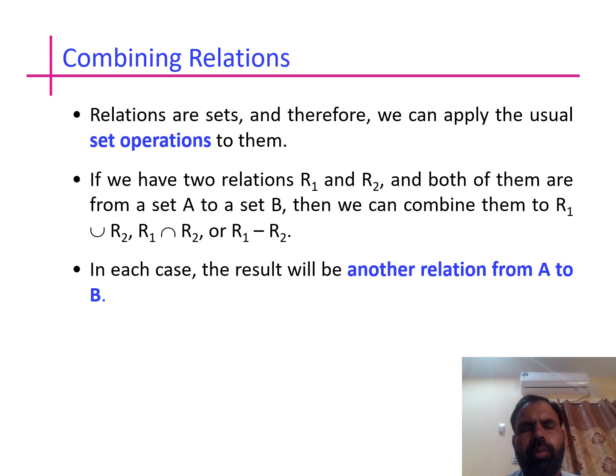Combining relations. Relations are sets, and therefore we can apply the usual set operations to them. If we have two relations, R1 and R2, and both of them are from a set A to a set B, then we can combine them to R1 union R2 and R1 intersection R2, or we can say R1 minus R2. In each case, the result will be another relation from A to B.